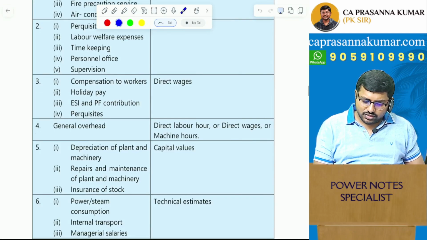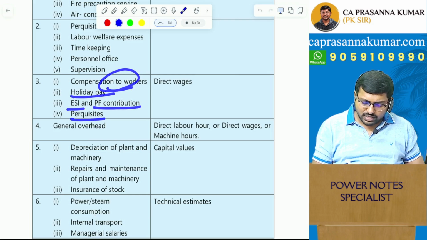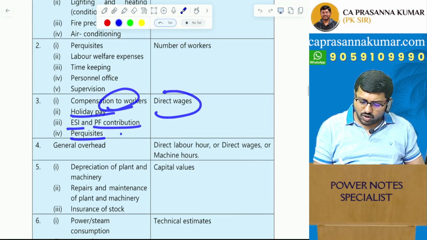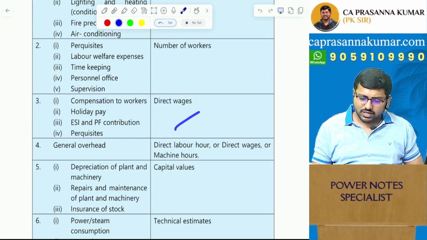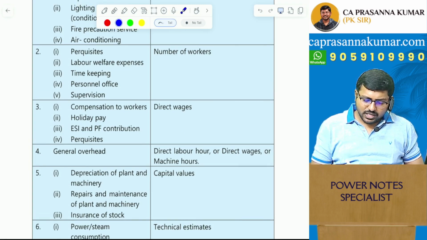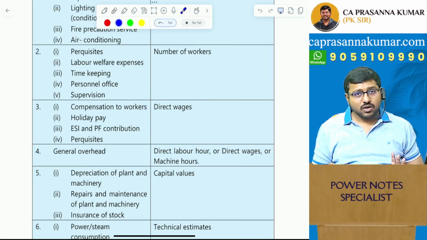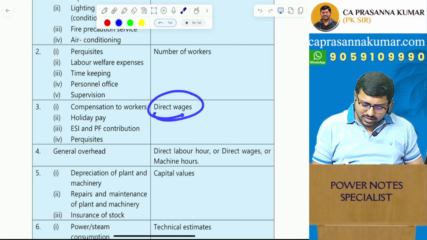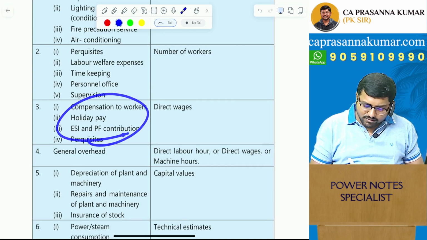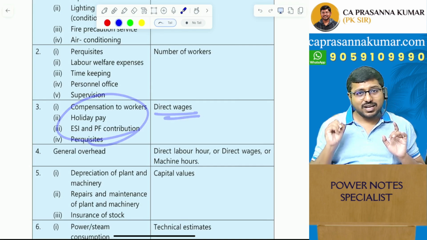Compensation to workers, holiday pay, ESI and PF contribution, perquisites. This will also be dependent on direct wages. Very, very important, because all these expenses are based on salary, Nana, indirectly direct wages. Are you able to get me? So based on that only, they'll be giving you holiday pay expenses. ESI, PF will be based on your salary. Perquisites also will be based on the same. Therefore, these expenses will be apportioned based on direct wages.